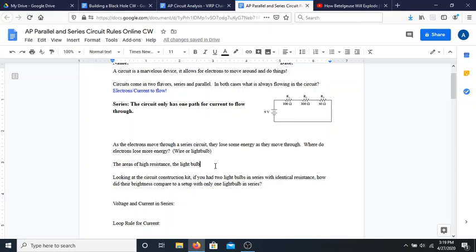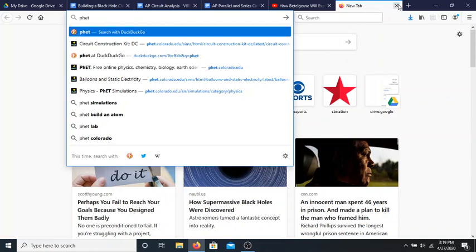Now, if we had our circuit, let's open up our circuit construction kit, and of course I don't have it readily available, but I will.